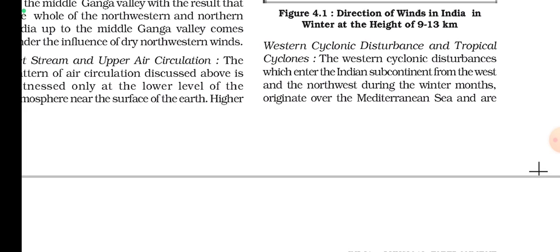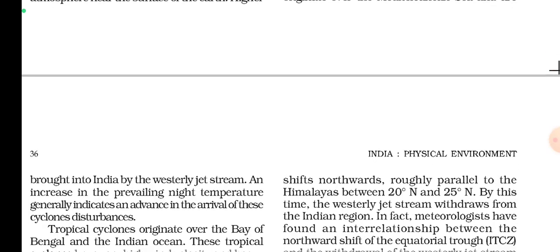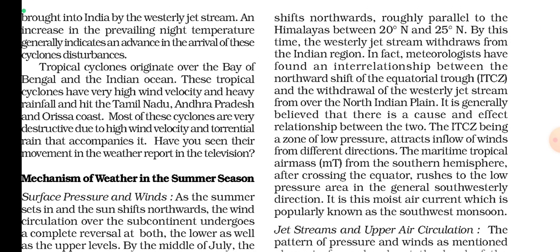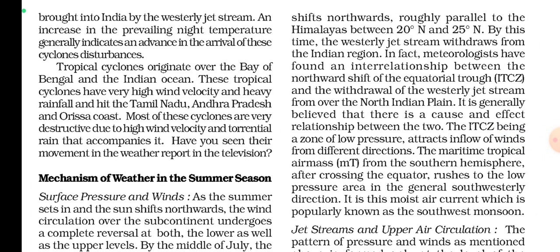Western cyclonic disturbance and tropical cyclones. So the western cyclonic disturbances which enter the Indian subcontinent from the west and the northwest during the winter months originate over the Mediterranean Sea and are brought into India by the westerly jet stream. An increase in the prevailing high night temperature generally indicates an advance in arrival of these cyclonic disturbances.